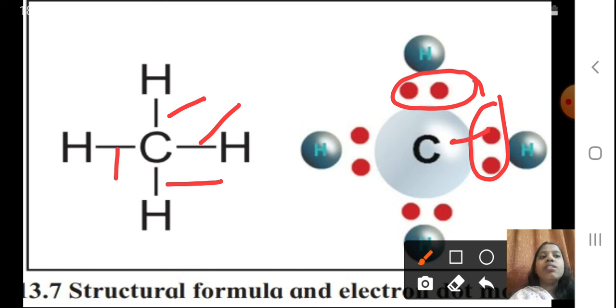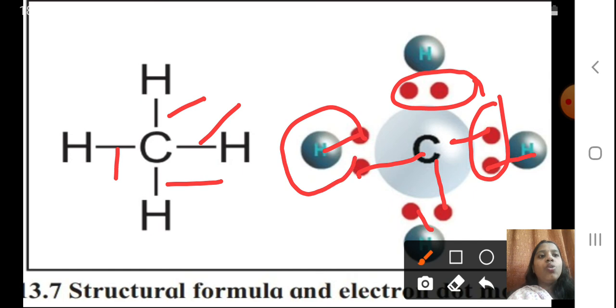Carbon has one electron there, and its last orbit has 4. So if this electron is of carbon, this is of hydrogen. If this electron is of carbon, this will be of hydrogen. Like this they are sharing. Now see, hydrogen has also got 2 electrons in its orbit, so of course the duplet is complete for hydrogen.